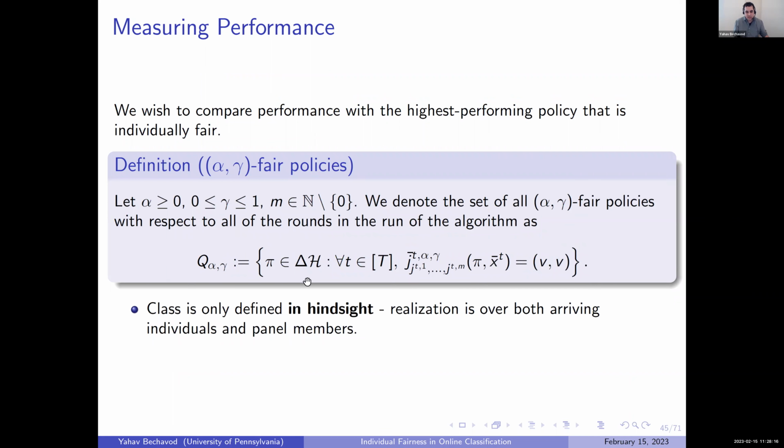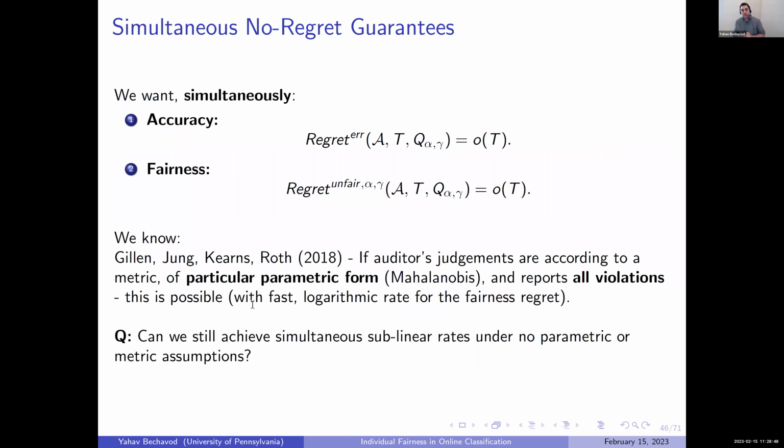This is the comparator class, and it is basically saying that there are no violations on these policies. One important thing to notice is that this class, Q alpha gamma, is only defined in hindsight, meaning that the realization is both over arriving individuals, the arriving loan applicants, on one hand, but also over panel members. So this is a class that is only defined after the process was done. And we want to have simultaneous guarantees, so no-regret guarantees which hold for accuracy and also for fairness.